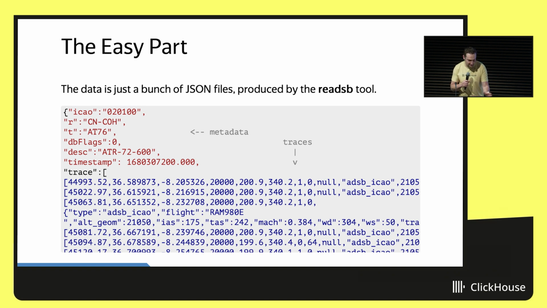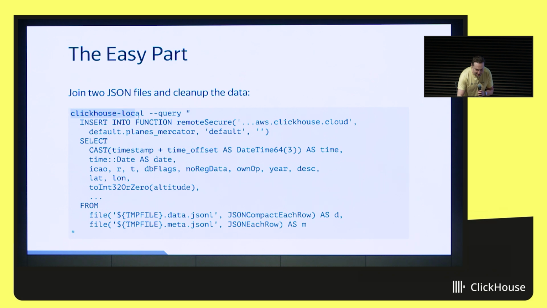So we will split this into two JSON files and then join them together. In this example, I have decided to make it just a single line shell script. It works with ClickHouse Local, which is a full ClickHouse engine available as a command line application. And inside this ClickHouse Local application, I have a SQL query, insert select.